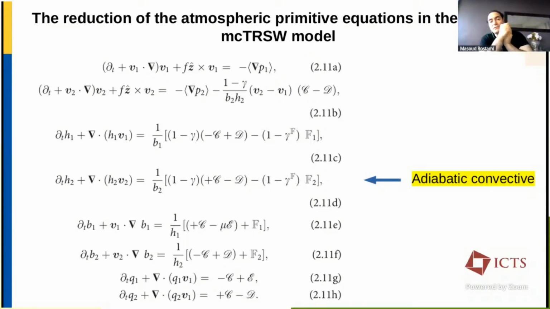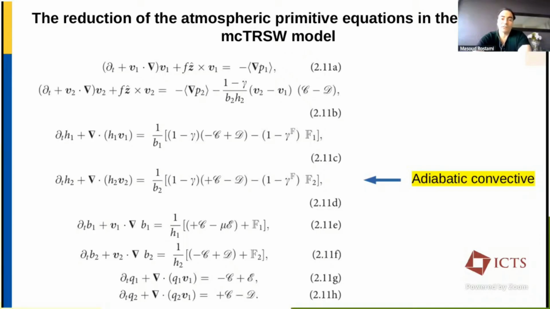B in these equations is the buoyancy, and 1 is for the lower layer and 2 is for the upper layer. And so you see that in the momentum equations, we have on the right-hand side some drag forces due to condensation. What is new with respect to our previous systems, because it's over a decade that we have been working on the inclusion of moist convection in the shallow water system?